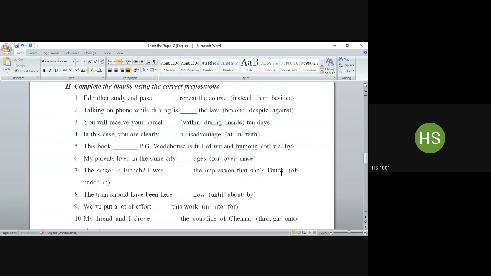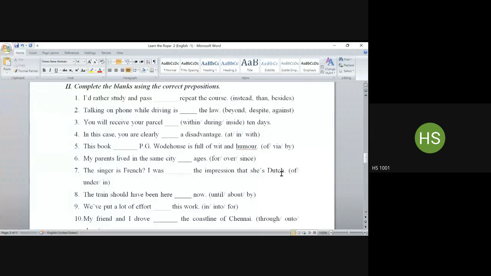Since, no. For. Over, no. For. For ages. You're showing a long period of time. Since requires a point. You have to specify the time. Without that, you cannot use since. Okay.